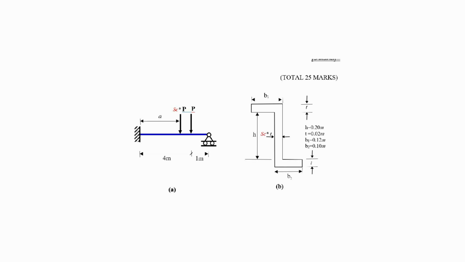SC * PPT. A. B2. B. H equals 0.20 m, T equals 0.02 m, B1 equals 0.12 m, B2 equals 0.10 m. Figure Q2.